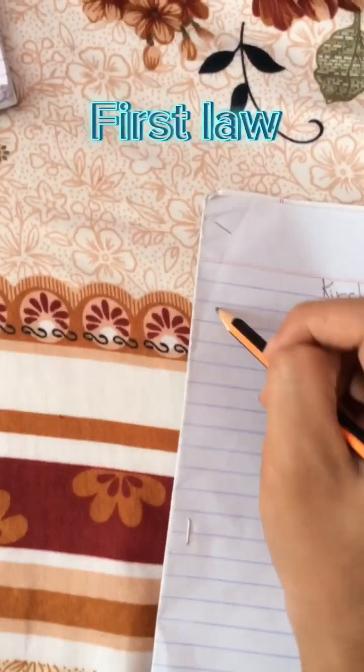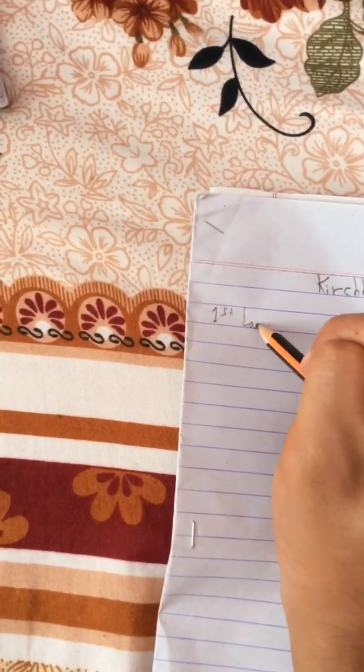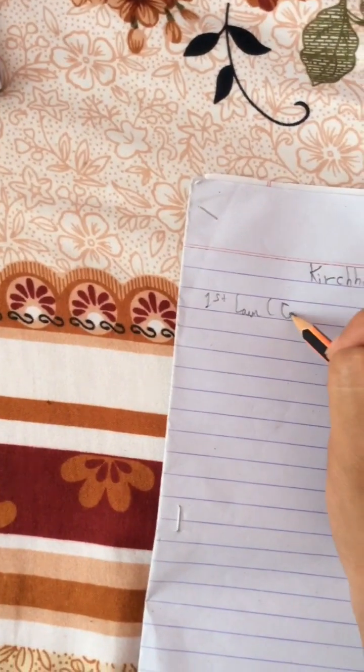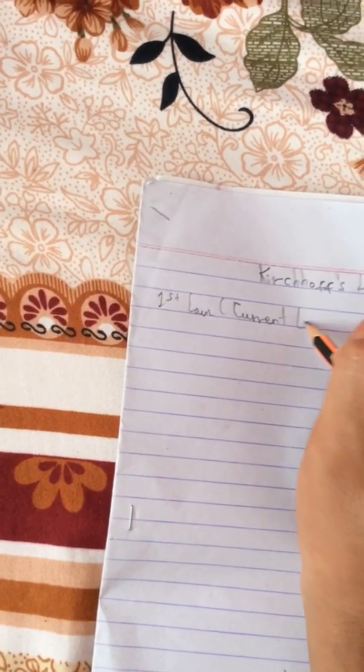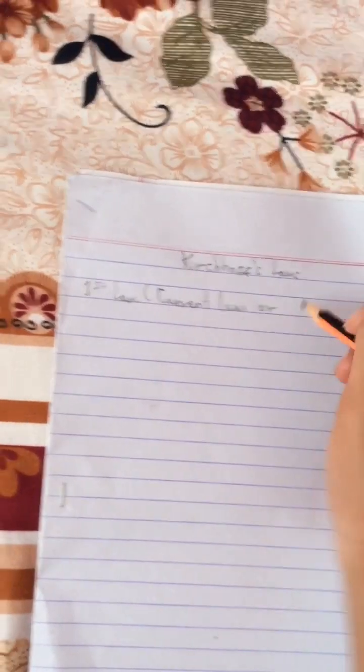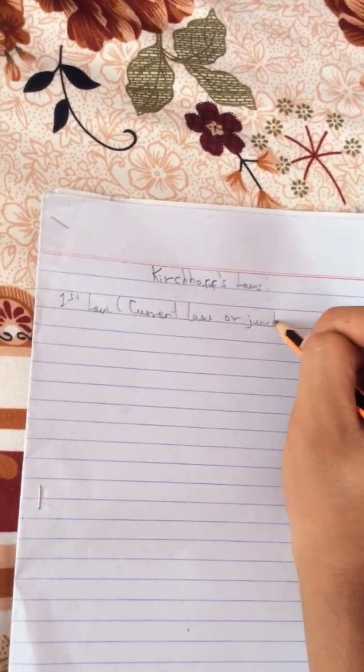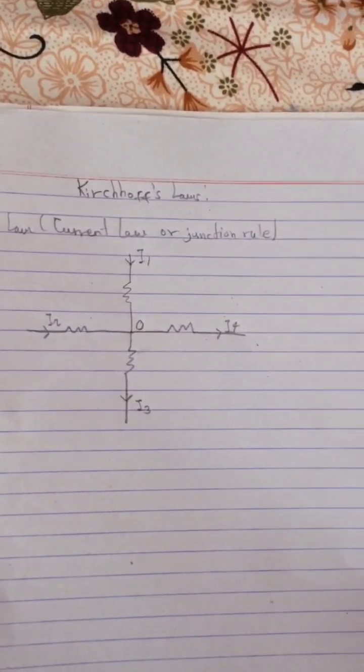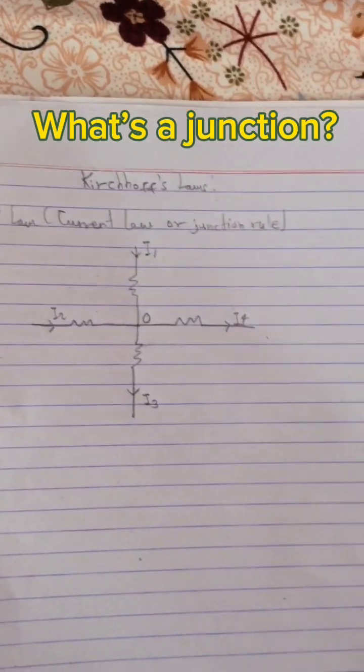Now let's start with the first one. The first law, which is also known as the current law or junction rule. Now, I'm going to make a figure. Now, let's discuss why this is called the junction rule.